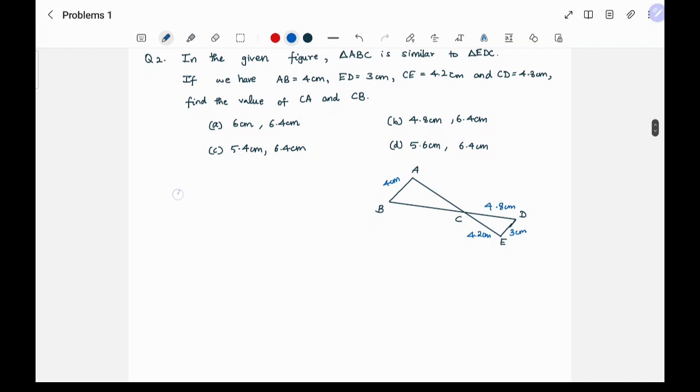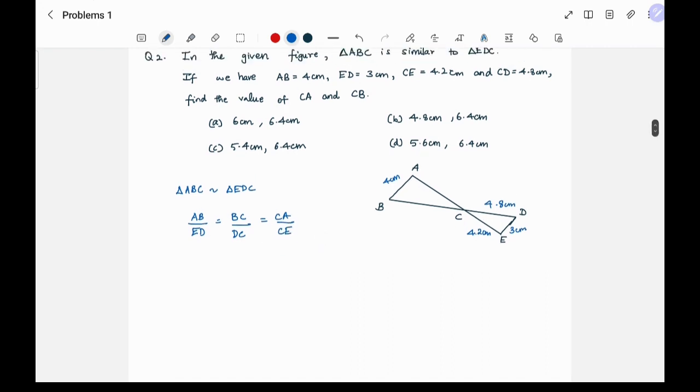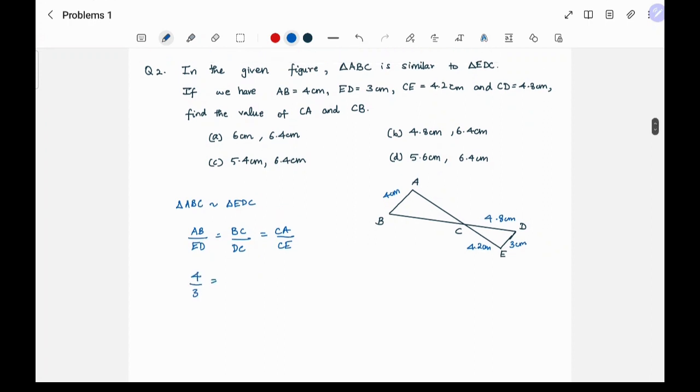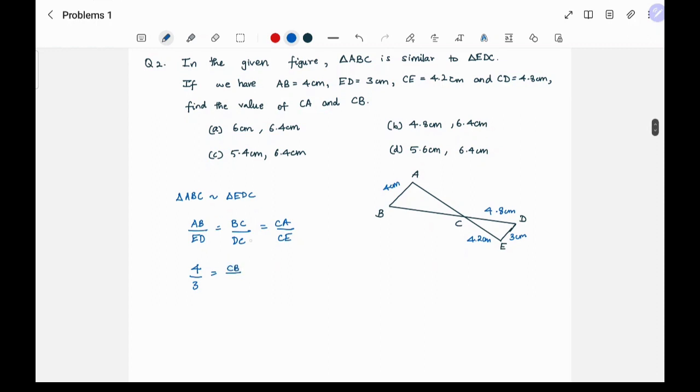So similar triangles, we know the sides are in equal proportions. So AB by ED is equal to BC by DC is equal to CA by CE. AB by ED is given, 4 by 3. BC we need to find, which is nothing but CB, and DC is nothing but CD, 4.8. CA we need to find, and CE is 4.2.